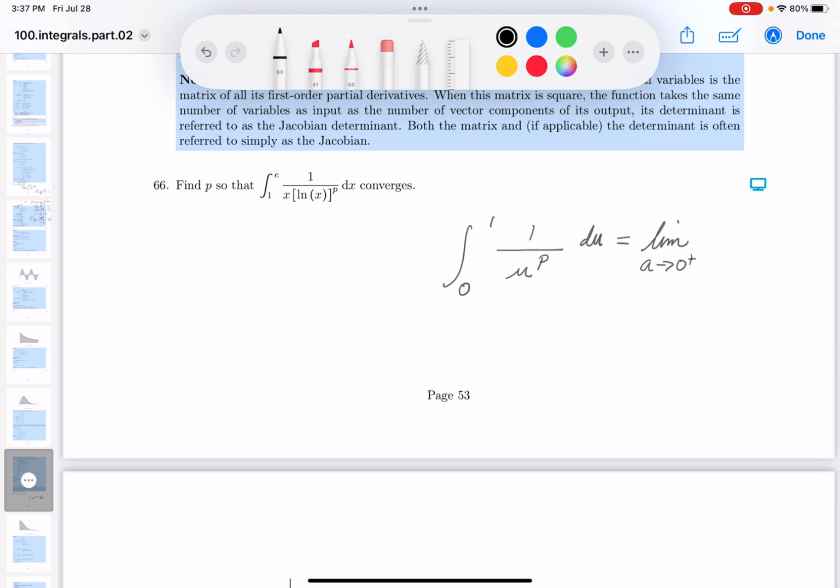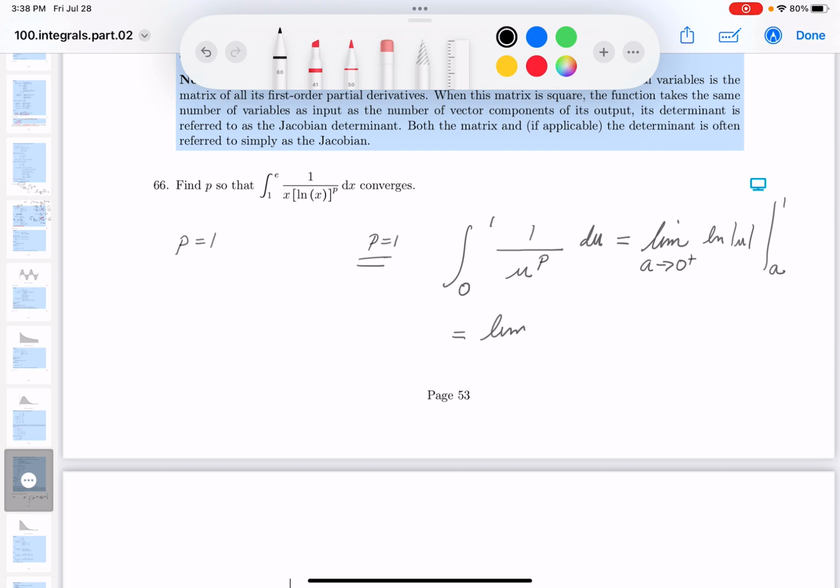And then let's see what you get over here. There's going to be some cases to consider. One case to consider is when p equals 1. I'll do this case first. That's going to be the natural log of the absolute value of u. The limits of integration would go from a to 1.